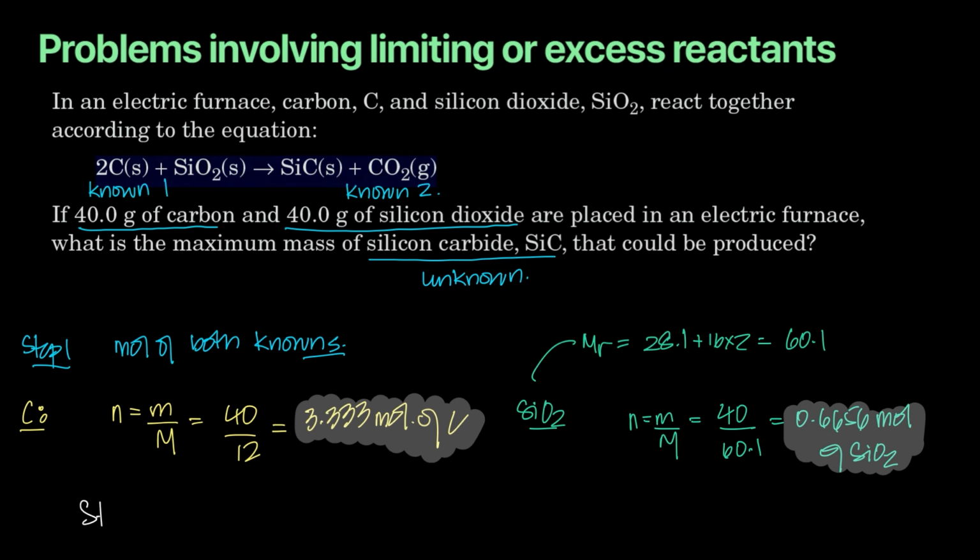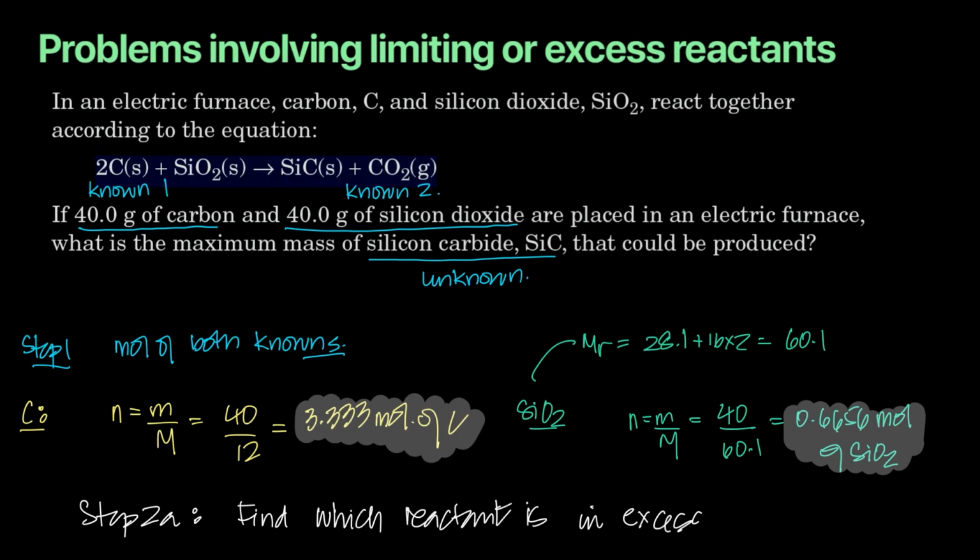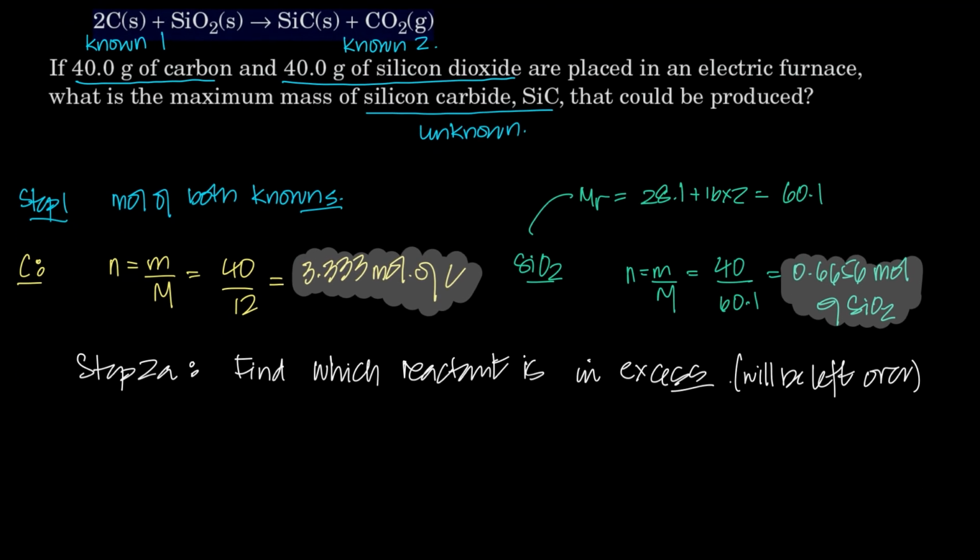So I need some space. Basically what I'm going to do is step number 2A. Instead of 2, it's 2A and 2B. What we're going to do is find which of the two reactants is in excess and which is limiting. Excess means which will be left over, so the other one is limiting. Okay? Alright. So, which is left over?